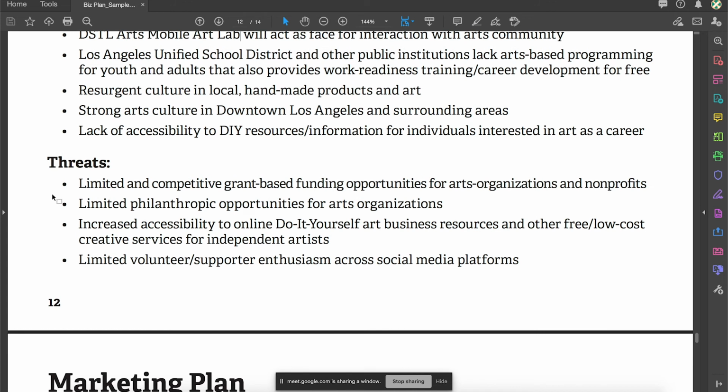The threats, a lot of times, would be things that are also the weaknesses, right? So again, you see here, limited and competitive grant-based funding opportunities. That's the same thing as a weakness. But as long as you're aware and showing that you're aware of the things that could be challenging, you can then think about how to make your business pandemic proof or recession proof. What are the strategies you can use to ultimately preserve yourself and your livelihood?